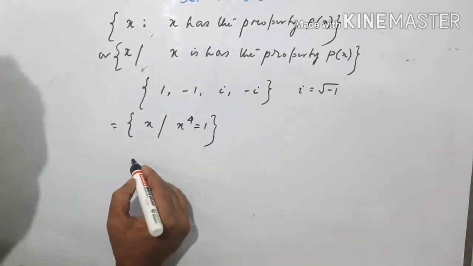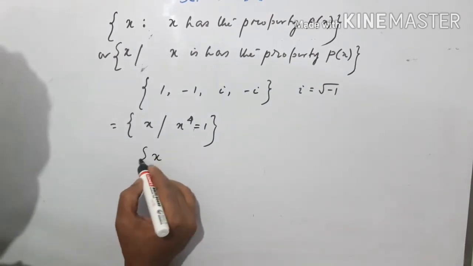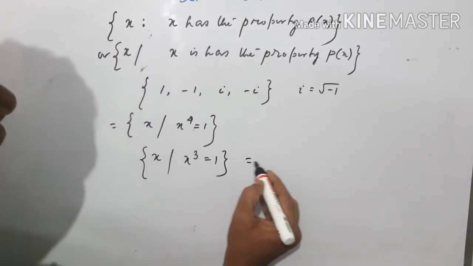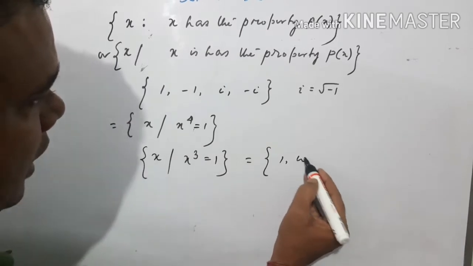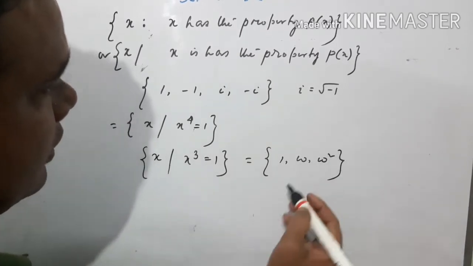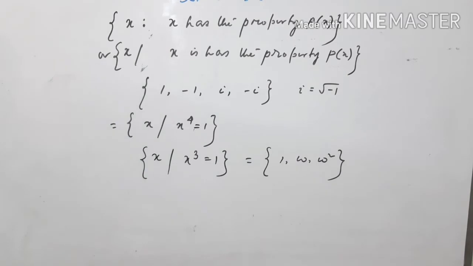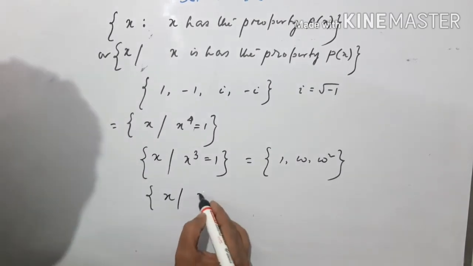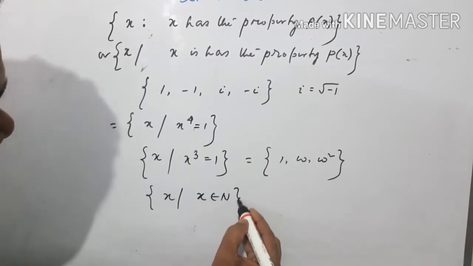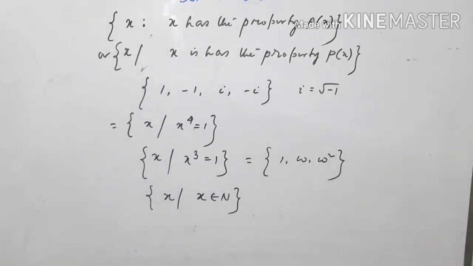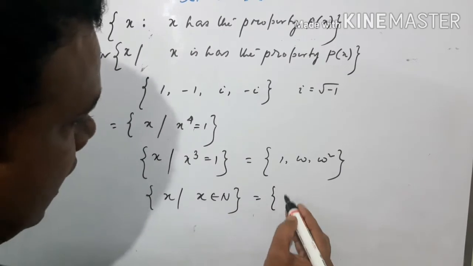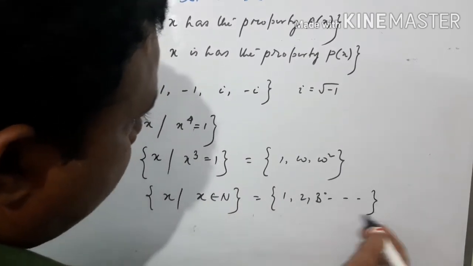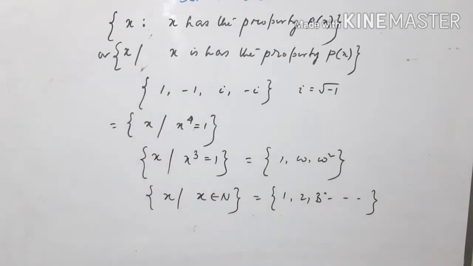Even if we say another set, X such that X cube equals 1, this set actually implies 1, omega, omega square. Even we can say an infinite set like X such that X belongs to N, that is, X is a natural number. So this set is 1, 2, 3, dot dot up to infinity.